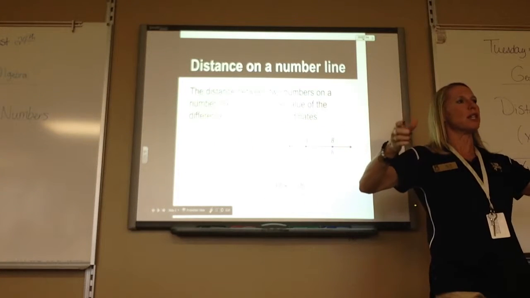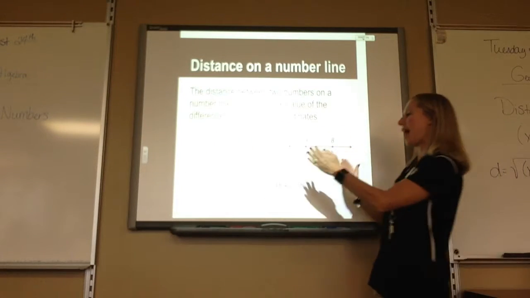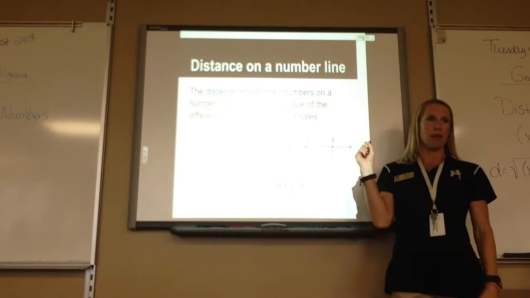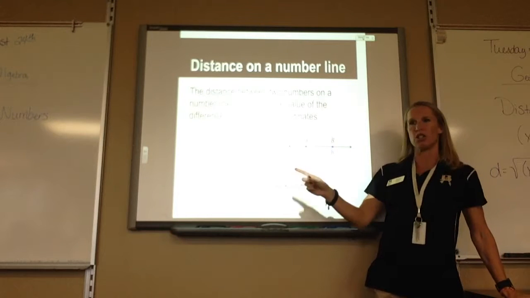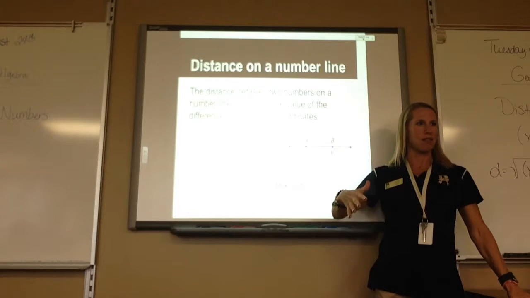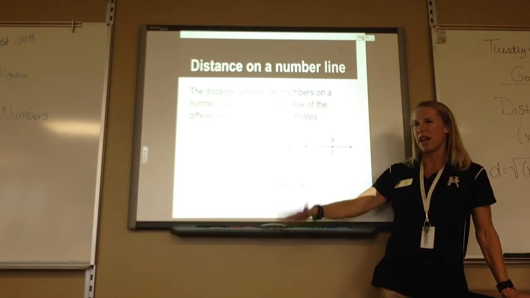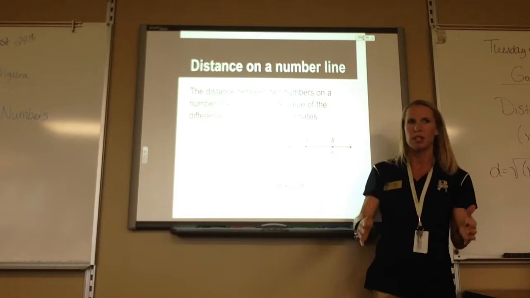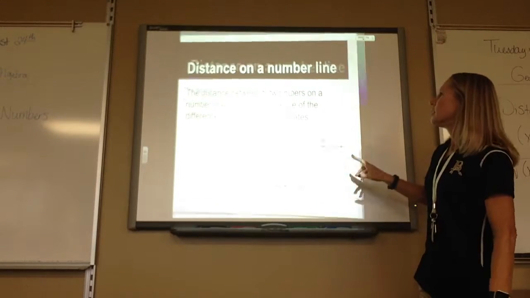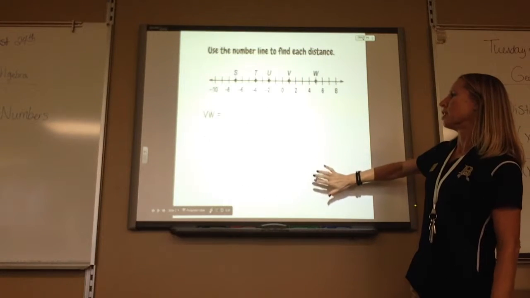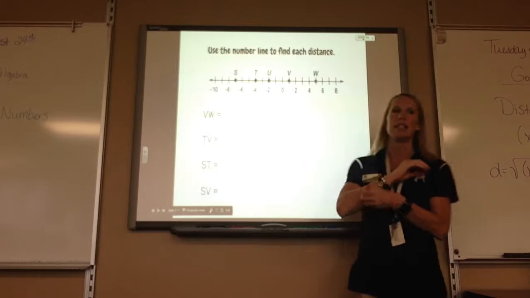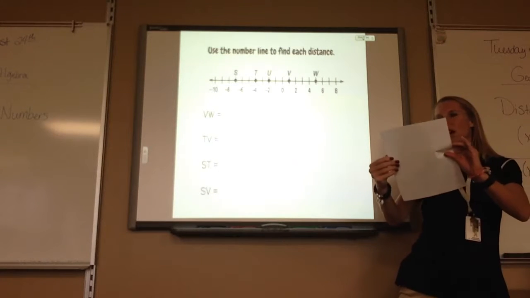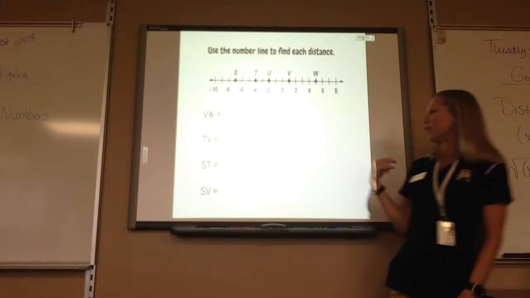The distance between 2 points on a number line is always the absolute value of the difference in the two numbers. It's always the absolute value because distance can never be negative, right? A length is never negative. It's always positive. So if you just subtract the two numbers and then take the absolute value, that's always the distance. You're going to have some problems on your assignment like this where you have to find the distance between 2 points.